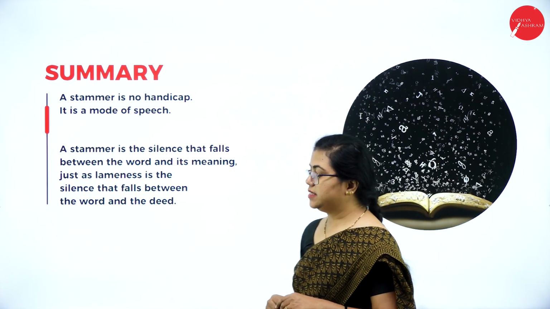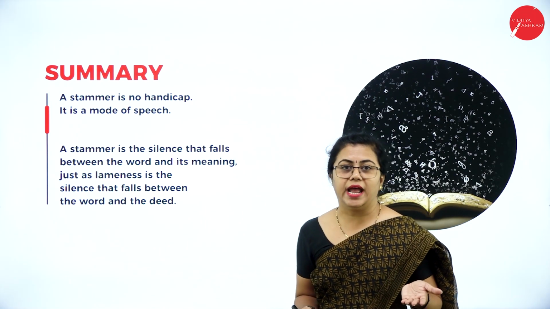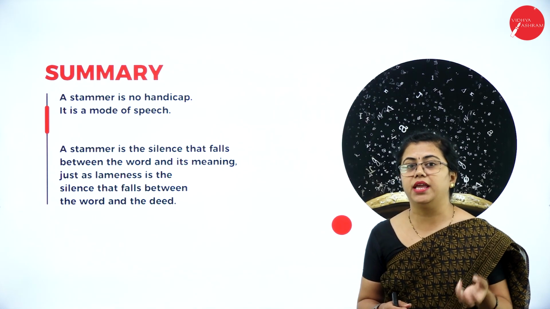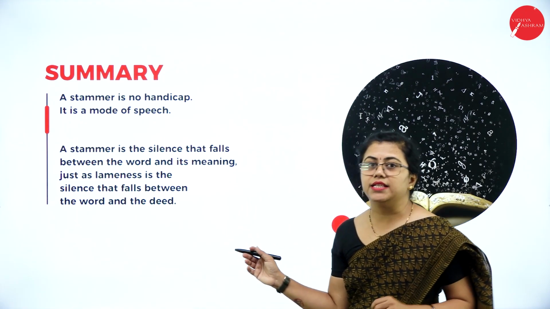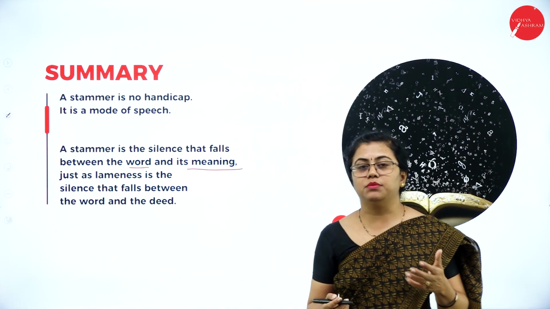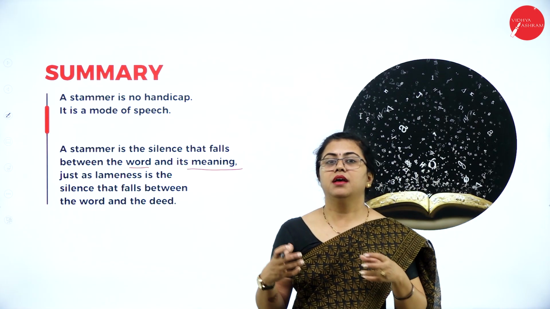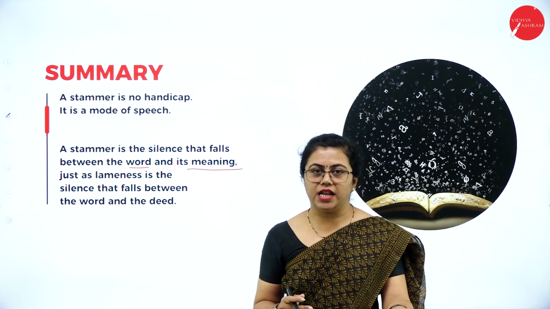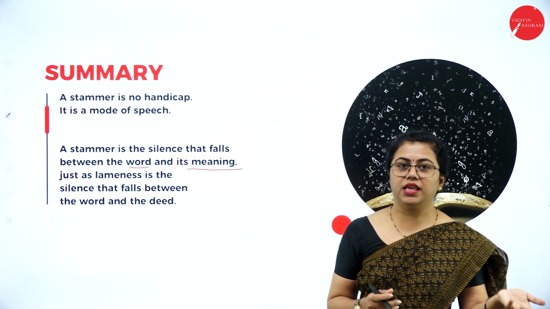So now you can see he starts with the definition of stammer. So a stammer is no handicap. It is not a handicap thing. Okay, it is actually a mode of speech. That is also the way in which somebody communicates with some other person who is listening to him. A stammer is silence that falls between the word and its meaning. So here you can understand stammer is something that comes in between the word as well as its meaning. Somebody who is speaking, he stops speaking, and the other person who understands will have various other understandings. So the meaning that the person is delivering, the person who is stammering and giving the meaning, is something different. As he stammers, the meaning is something else.